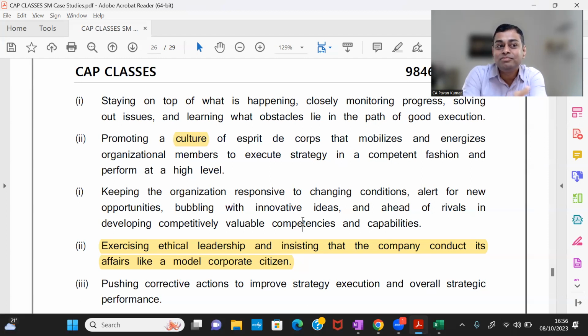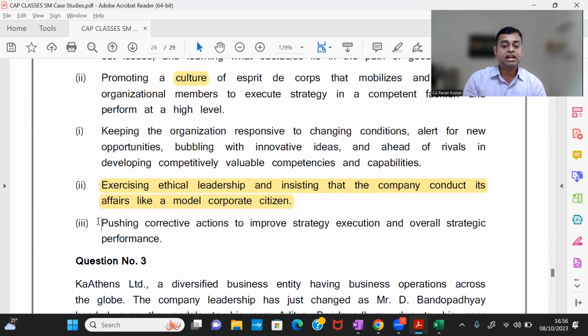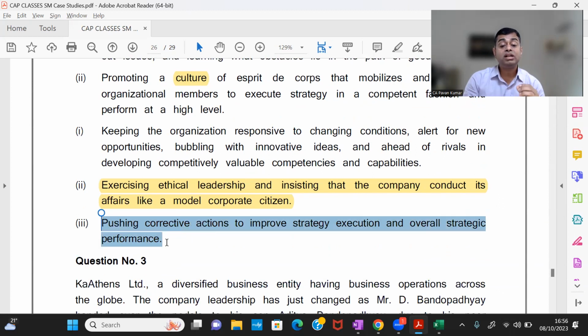What is that bloody question? Should I consider this to be your inefficiency? Do you know what is the answer Ratan Tata told? There is a difference between a businessman and an industrialist. A businessman works for money. An industrialist works for economic growth. Isn't it? Nice answer. So you need to have ethical leadership. And also, if you are a strategic leader, you must always take feedback and you must be ready to correct yourself so that the strategy execution will be improved.